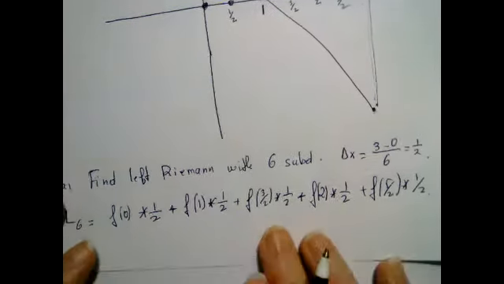And we want to interpret this. What does this number represent in the picture? What does this left Riemann sum represent? Okay, let me go back and work with it.